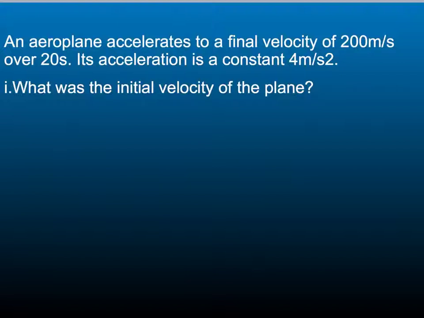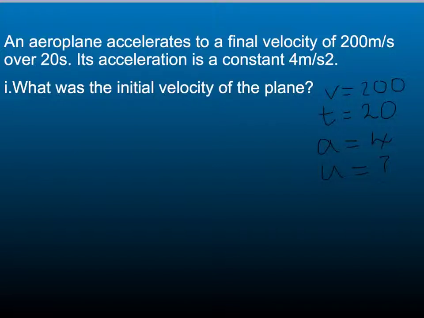Here we've got an aeroplane that accelerates to a final velocity of 200 meters per second. So I know that v is 200 meters per second. And it takes it 20 seconds. So t is 20 seconds. And the acceleration is constant at 4 meters per second squared. So acceleration is 4. What is the initial velocity of the plane? What is u?